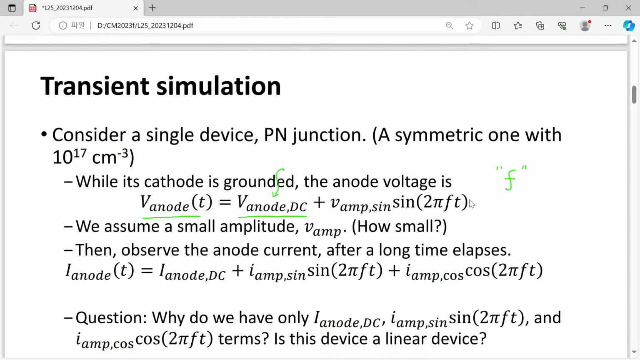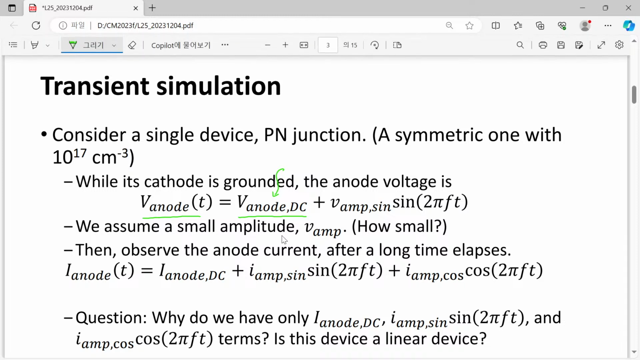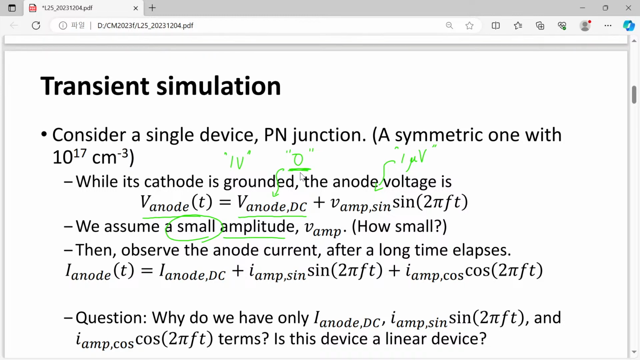Now this is quite an important approximation or assumption. We have a small amplitude. Then somebody can say, okay, I think this will be, for example, 1 microvolt. Then how about this DC voltage? Since the amplitude is small, for example with 0 volt, can we not apply this approach, but with 1 volt, yes, we can apply this approach or analysis? The answer is no. Even when you have 0 volt or whatever, even a negative voltage, you can easily apply this analysis.